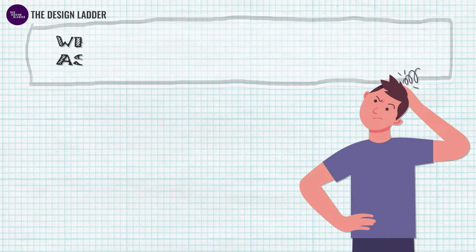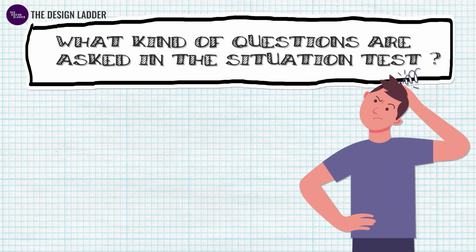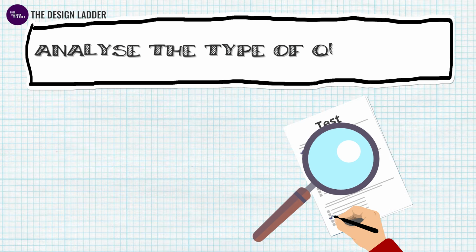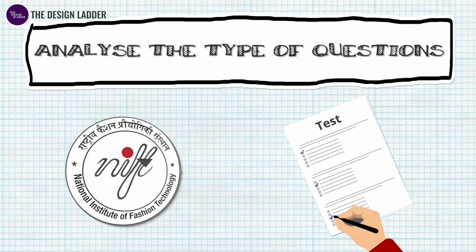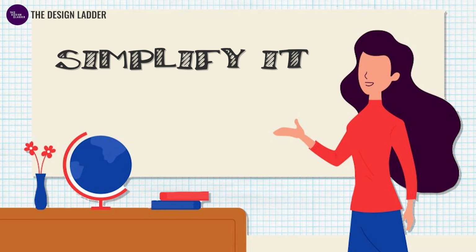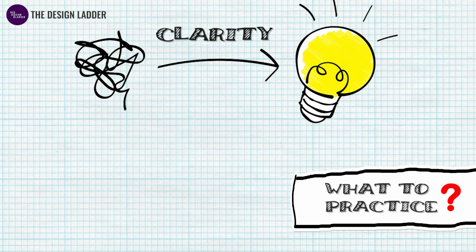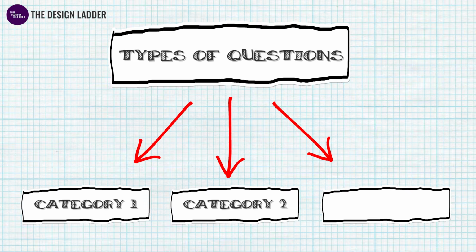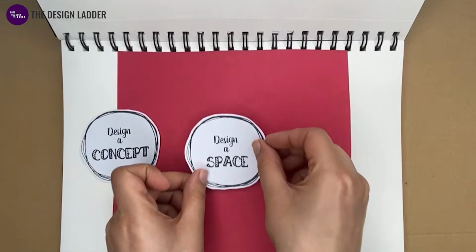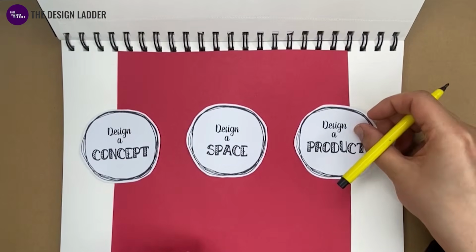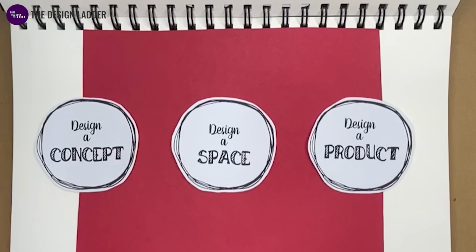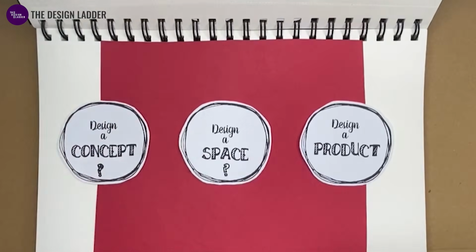Now let's discuss what kind of questions are asked in the situation test. So each year questions are different from the previous ones. But if we broadly analyze the type of questions NIFT has been putting up, let me simplify it for you all so that you have clarity of what to practice. So we can broadly divide the types of questions into 3 categories: designing a product, designing a space, and designing a concept. So the question can fall under any of these categories. Let's talk about each one of them one by one.